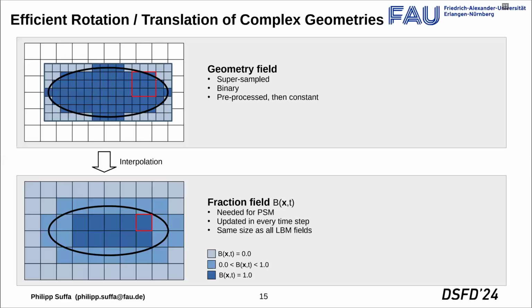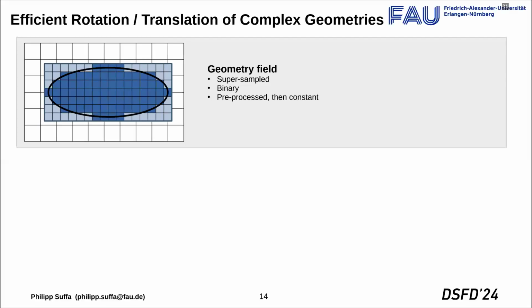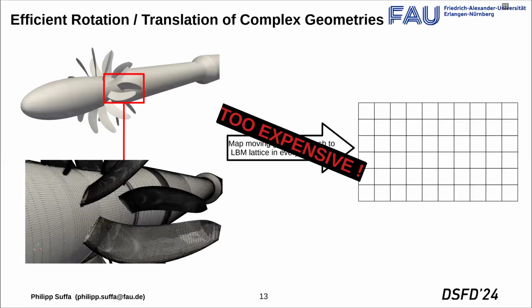Like if you need this field here. Can you voxelize it in the pre-processing, or can you use STL straight away? Yeah, if you want to make this rotate, then you have to make all the vertices and faces rotate, like the position. This can be expensive, but even more expensive is the mapping then to the LBM field, because of course you need the information of the geometry in the LBM field.